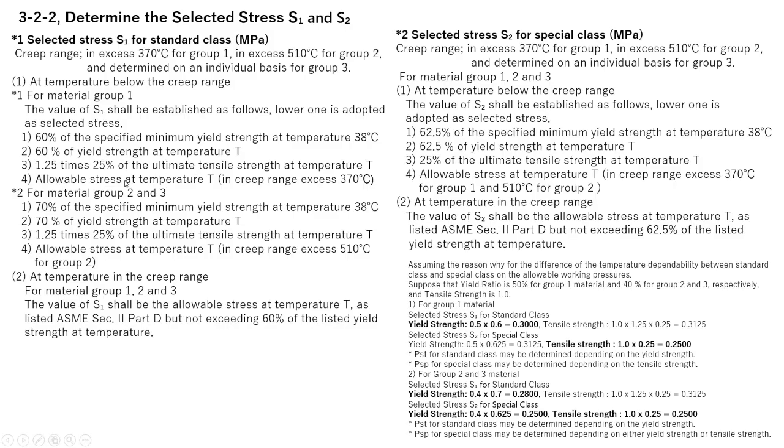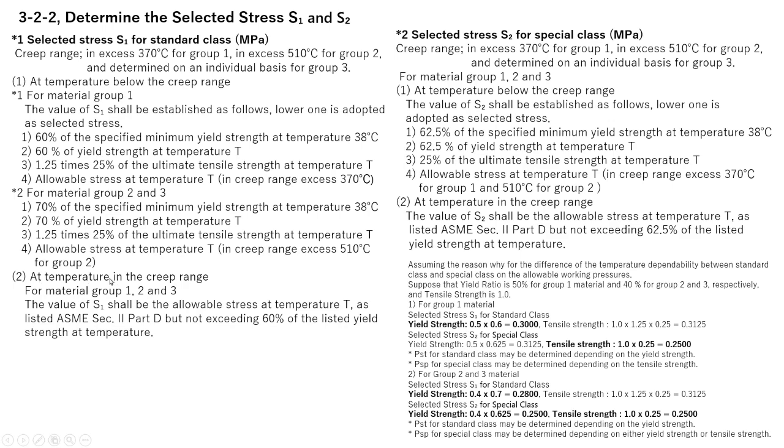Allowable stress at temperature T in the creep range, in excess of 370 degrees Celsius. For material groups 2 and 3, 70% of the specified minimum yield strength at temperature 38 degrees Celsius. 70% of yield strength at temperature T. 1.25 times 25% of the ultimate tensile strength at temperature T. Allowable stress at temperature T in the creep range, in excess of 510 degrees C for group 2.